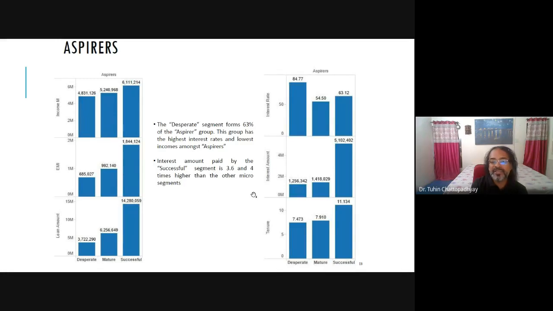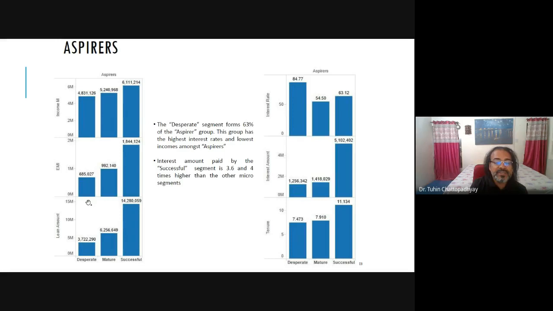If you look at the interest amount, and they're successful. They're pretty successful. Look at the kind of income. Look at the kind of interest amount they're paying. So that's why, as I mentioned, we don't name the clusters out of our poetic imagination.